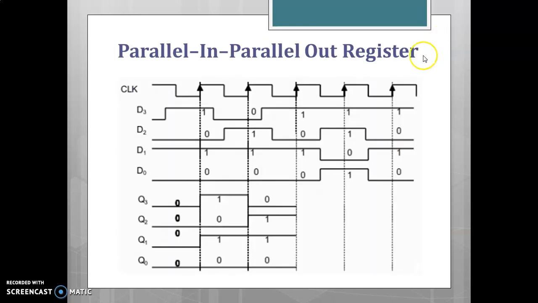So in this case, the data input is 1010. On the application of the clock pulse, all the data will be simultaneously available at the output. So at the output 1010 is available simultaneously. Similarly, the next data 0110 applied during the next clock pulse will be simultaneously available at the output 0110.